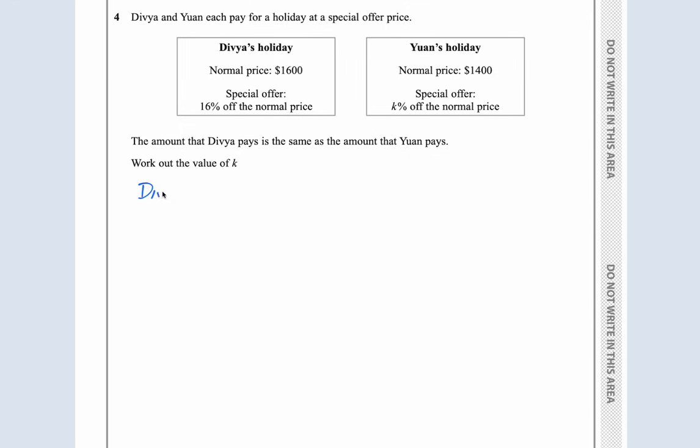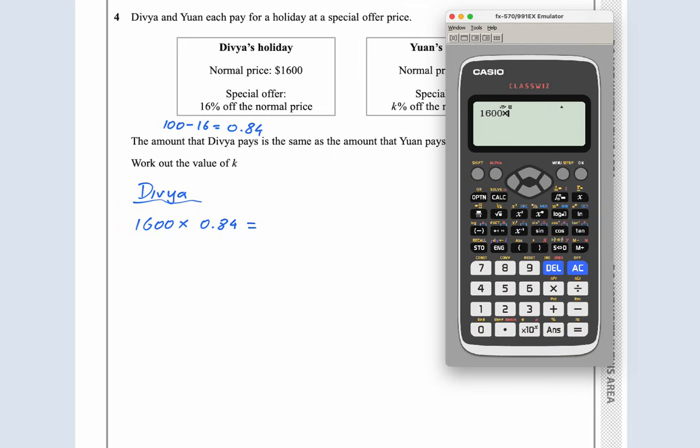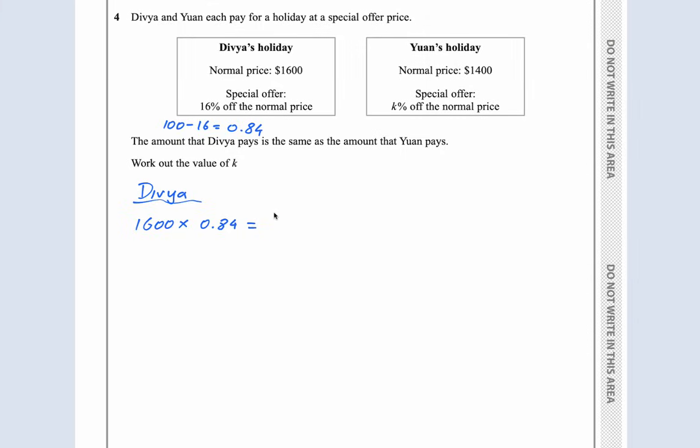So I'm going to do Divya here. Divya, 1600. I'm going to do times 0.84. Why 0.84? Because 100 minus 16 is 0.84, and this will take off the 16%. So let's do that first. 1600 times 0.84, 1344. And Juan's holiday, the normal price is this, and we're getting K% off.